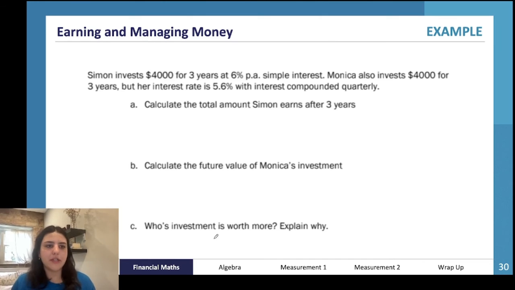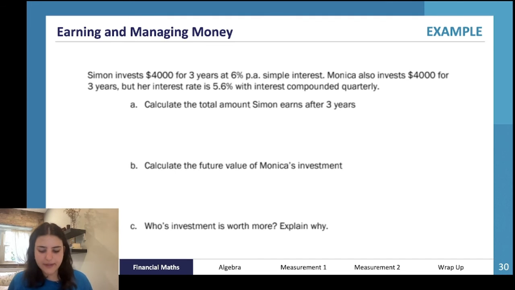Okay, let's jump into one of our last questions here. Simon invests $4,000 for 3 years at 6% per annum simple interest. Monica also invests $4,000 for 3 years, but her interest rate is 5.6% with interest compounded quarterly. Calculate the total amount Simon earns after 3 years.